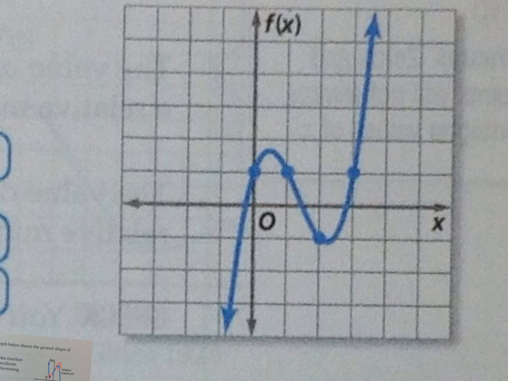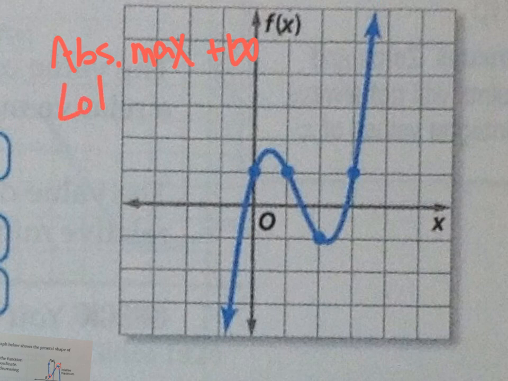All right. How about what is your, let's say, absolute max? Absolute max. If they ask you, what are you going to say? What's the absolute max? Positive infinity. Why? Because it goes up, it stops right here, but that's not the absolute max. It goes up forever. So what's the local max or the relative max?